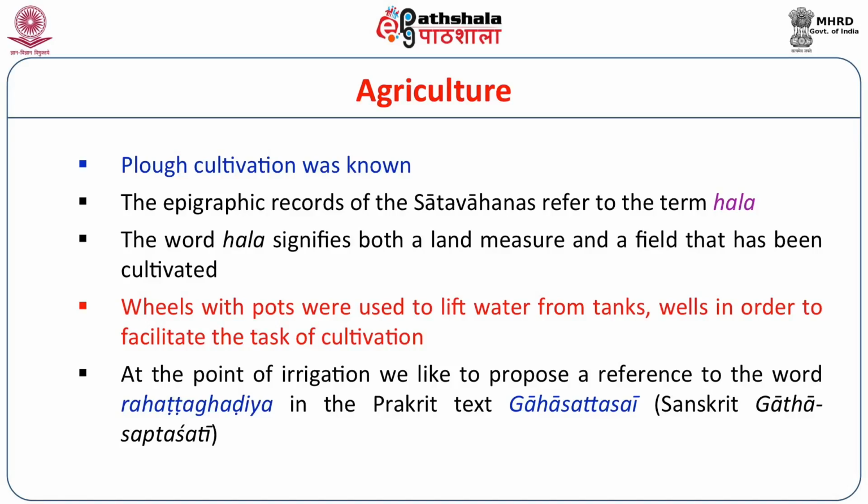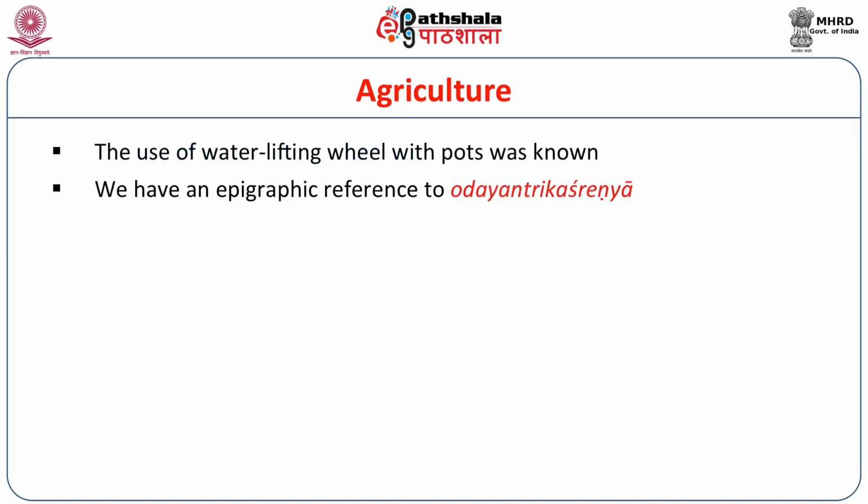So, this is how irrigation is reported in the literary text of the Gatha Saptashati. Now, after this, what do we get? The use of water lifting wheels with pots was known, as I have just told you. We have an epigraphic reference to Odoyantriko Srenna. This is an absolutely important term.